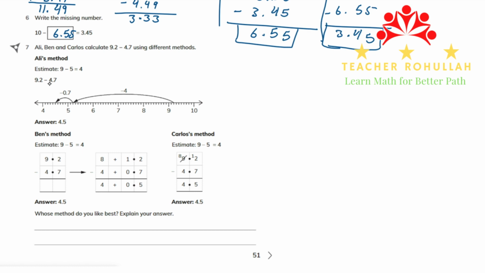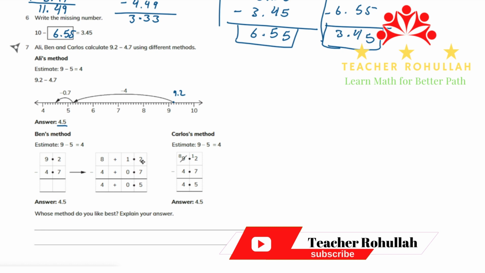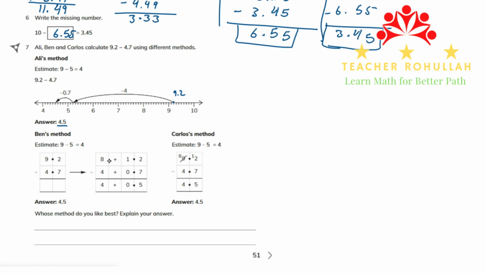He has written the question again, 9.2 minus 4.7, and has used a number line. In the number line, the point over here is showing 9.2, and he has counted back 4 and stopped at 5.2, and another 0.5 to stop at 4.5. And Ben has also estimated using rounding to the nearest ones, seeing that 9 minus 5 is giving 4. He has then broken his numbers into whole numbers and decimal parts, and subtracted each one separately. He has broken 9.2 into 8 plus 1.2, and 4.7 into 4 plus 0.7. 0.7 is subtracted from 1.2, which is 0.5, and 8 minus 4 is 4. Again, he got 4.5 as the answer.